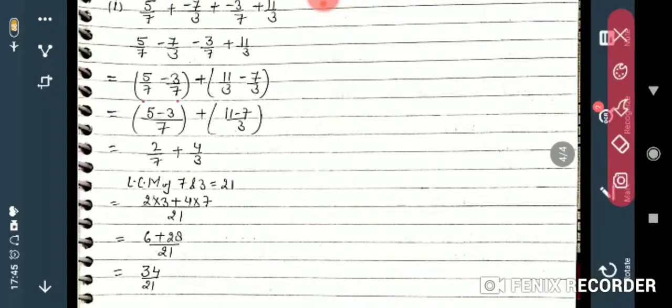Now 7, 7, both the denominators are the same. So 7 will be the LCM. 5 minus 3, you will get 2 by 7. 3, 3, both the denominators are the same. So 3 will be the LCM. 11 minus 7, you will get 4 by 3.